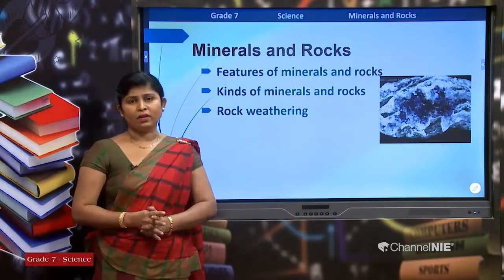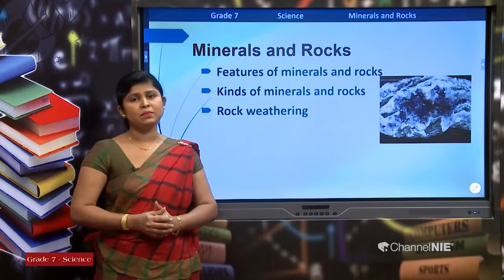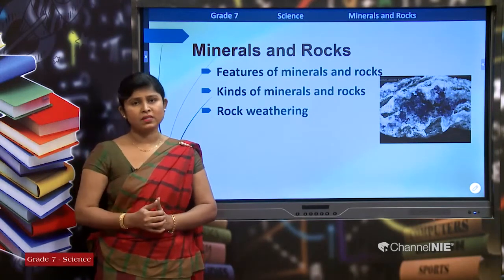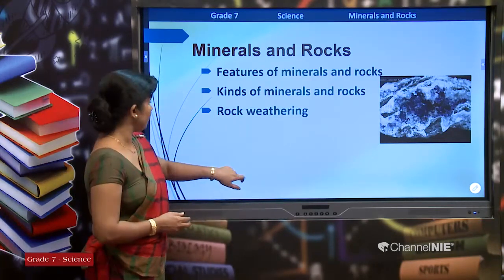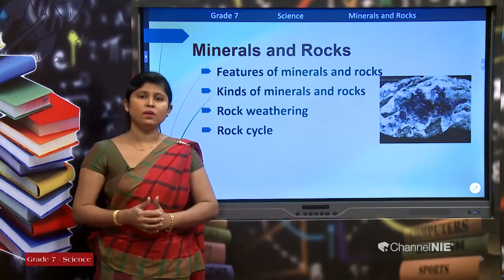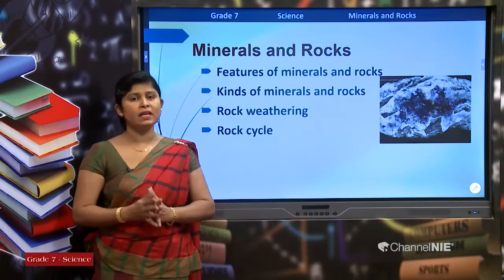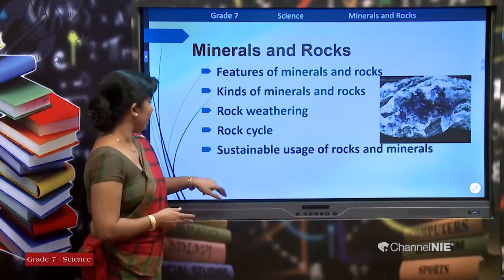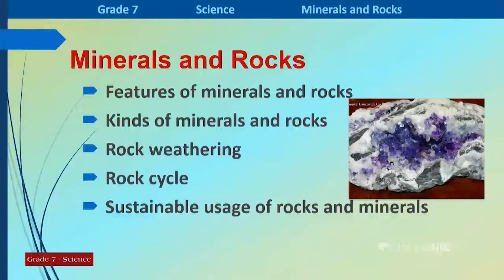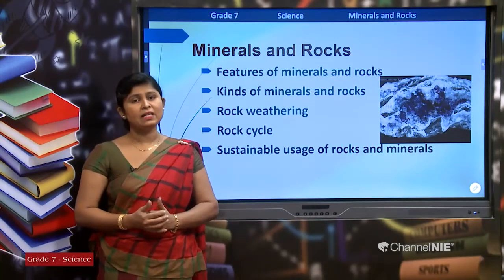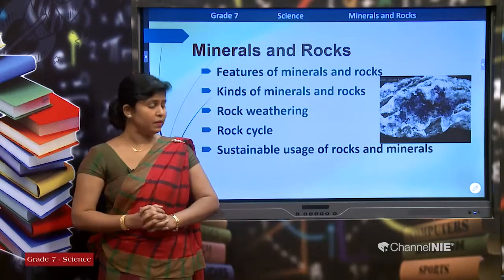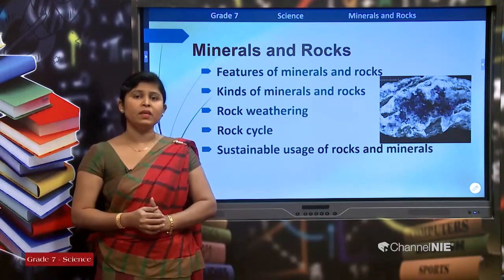Then weathering of rock. You know that the rocks are always subjected to weathering. There is a continuous process, we call that weathering of rocks. Then rock cycle. The formation of the rocks is taking place in a circular way, that is known as the rock cycle. Finally, let us discuss about the sustainable usage of rocks and minerals. My dear children, you know that rocks and minerals are considered as one of the most important natural resources of a country. So, we have to use it while thinking about the future generations. Then let us see some methods of using the rocks and minerals by thinking about the future.